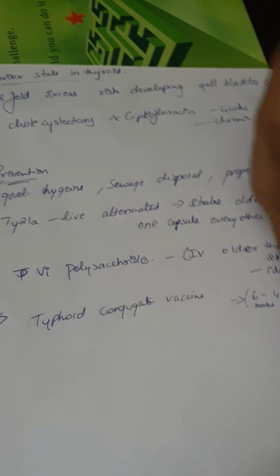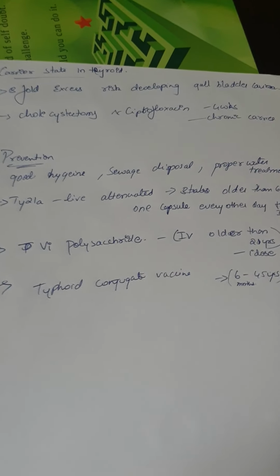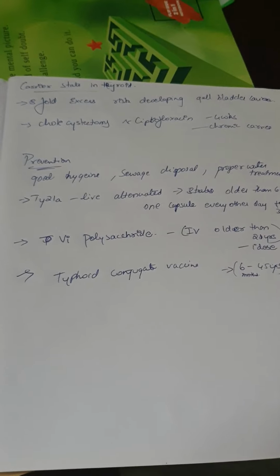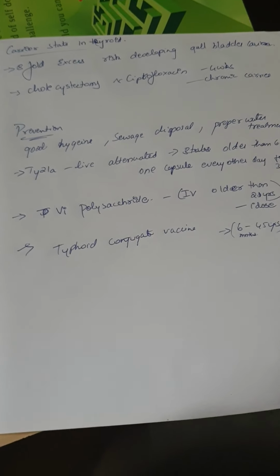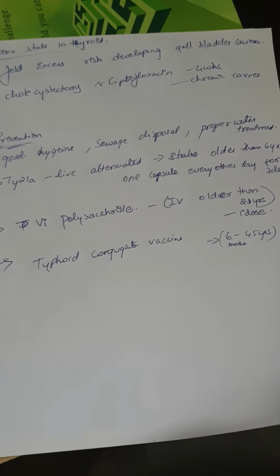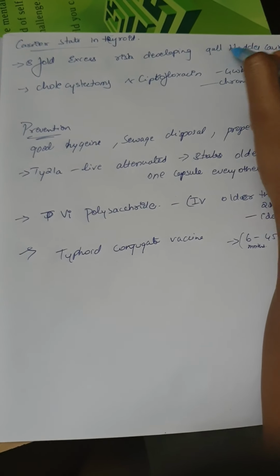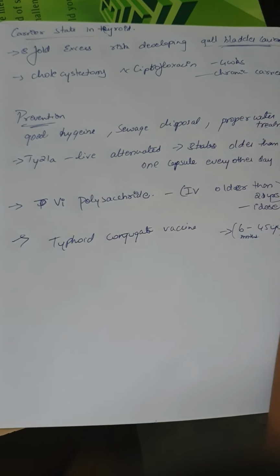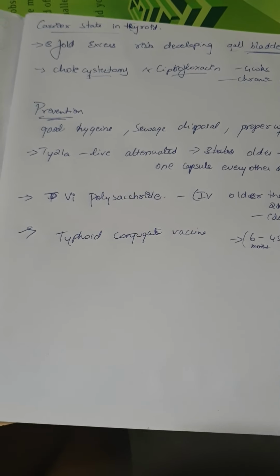Carrier state in typhoid: there is an eightfold excess risk of developing gallbladder carcinoma. Generally, in people with typhoid, females are the most prone, and they will be developing gallbladder carcinoma. So how do you remove this? For a chronic carrier you give ciprofloxacin for 4 more weeks, and you are supposed to do a cholecystectomy, right?